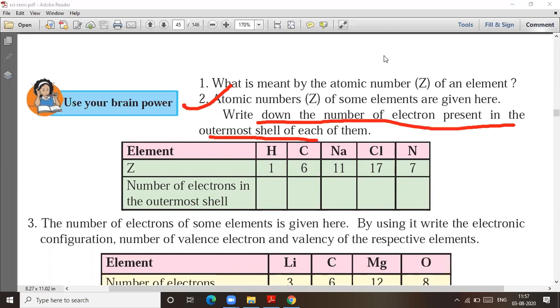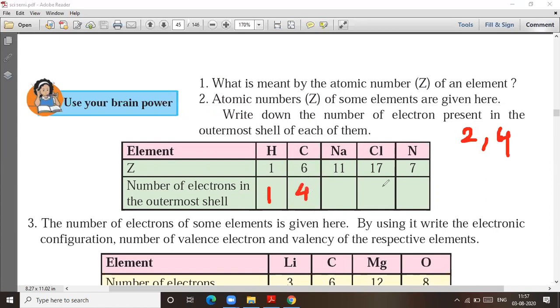For that purpose, we should know the electronic configuration. Here it is six, so the electronic configuration will be 2, 4. So the number of electrons in the outermost shell is equal to four. 11 can be written in this form: electronic configuration is 2, 8, 1. So the number of electrons in the outermost shell is equal to 1.